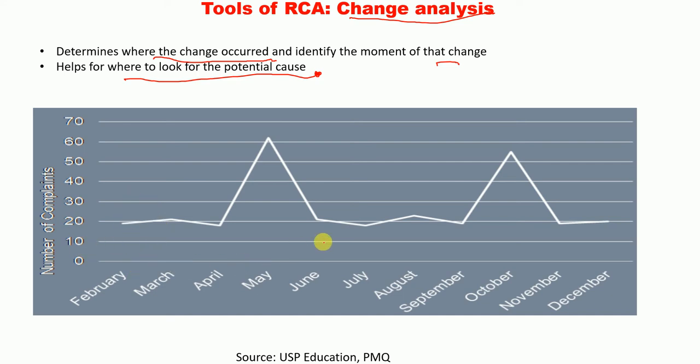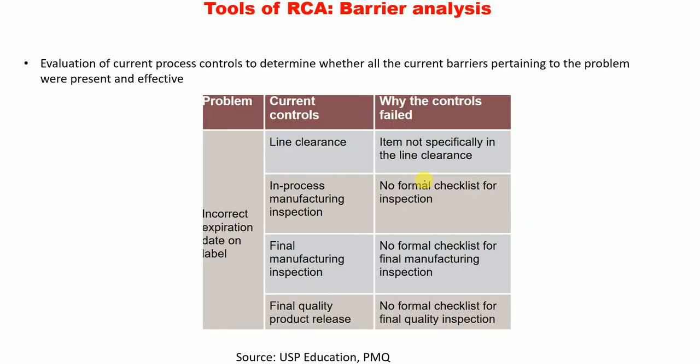For example, if you look at this chart here, we have the number of complaints, and these are the months of the year. As you can see, in the month of May the number of complaints is really high, and also in the month of October the number of complaints is really high. Then we now know where the change occurred. Probably the change occurred in the beginning here, or the change might have occurred here. That's why we got so many complaints. So change analysis is a really important tool to know where to look for the potential cause of the problem or the issue.